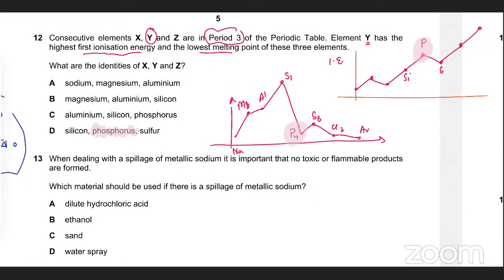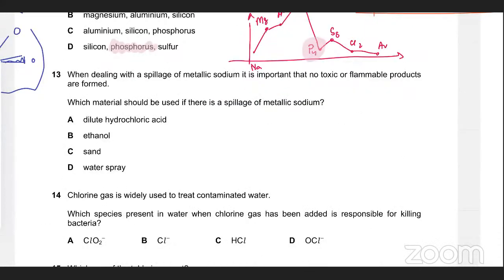Question 13. When dealing with spillage of metallic sodium, it is important that no toxic or flammable products are formed. Which material should be used if there's a spillage of metallic sodium? The first one is definitely wrong, because if you do that, it's going to be an explosive reaction. So, no toxic or flammable products. H2 gas would be produced, which would be very flammable. The same would be true for ethanol and water as well.